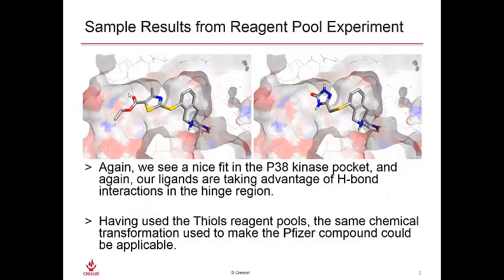Looking at a couple more results that we found interesting, again, we have a nice fit into the pocket. We're showing fragments with hydrogen bonds, again, in that hinge region of the p38 kinase. Now, having used our thiols reagent pool, the same chemical transformations used to make the Pfizer compound could be applicable. We could also expand the reagent pool selection to include amines and alcohols, which might give some interesting results. However, it may involve the use of different chemical transformations in order to synthesize.